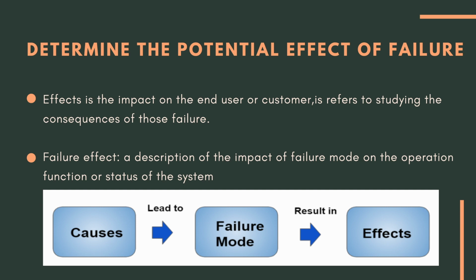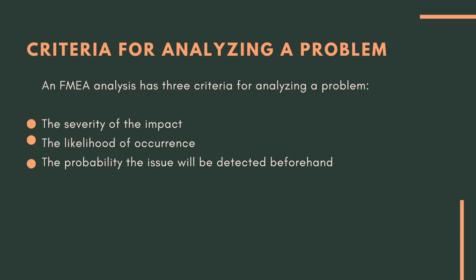Failure effect is a description of the impact of the failure mode on the operation, function, or status of the system. As illustrated in the picture below, each failure mode results in effects, and this failure mode has already been caused by a root cause. Generally, an FMEA analysis has three criteria for analyzing a problem. First criteria, the severity of the impact. Second criteria, the likelihood of occurrence. And finally, the probability that this issue will be detected beforehand.